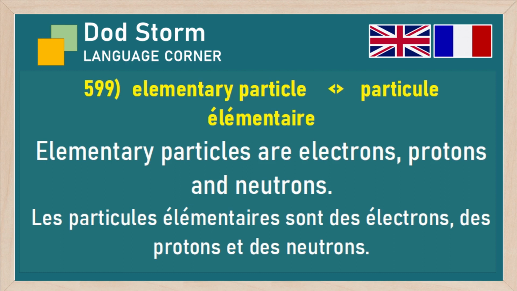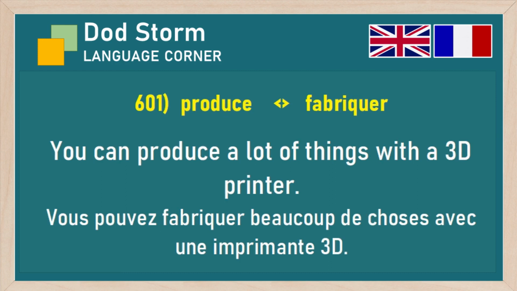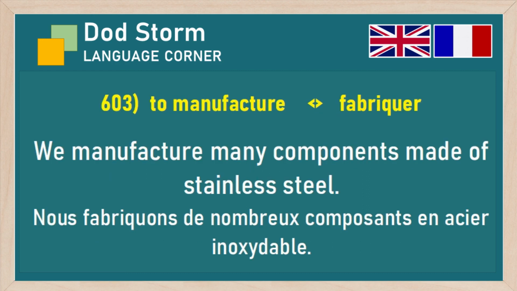Elementary particles are electrons, protons, and neutrons. Dangerous liquids come into a security room. You can produce a lot of things with a 3D printer. Amber often contains fossils. We manufacture many components made of stainless steel.